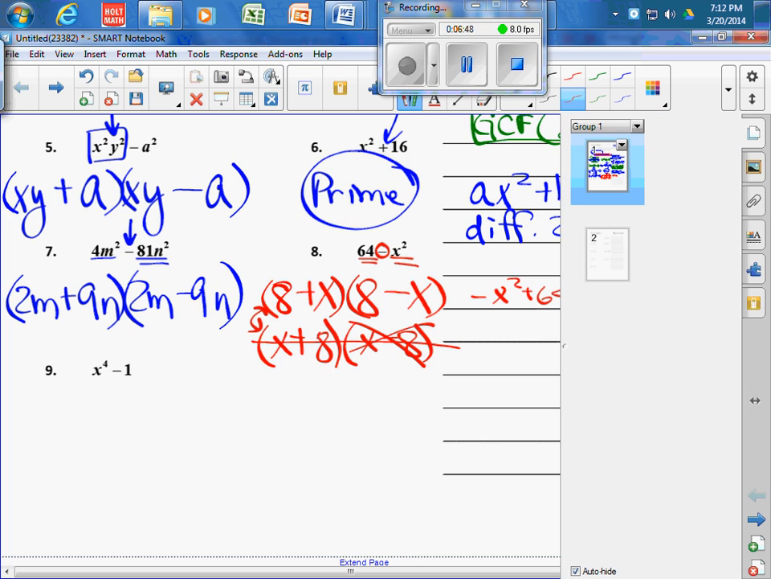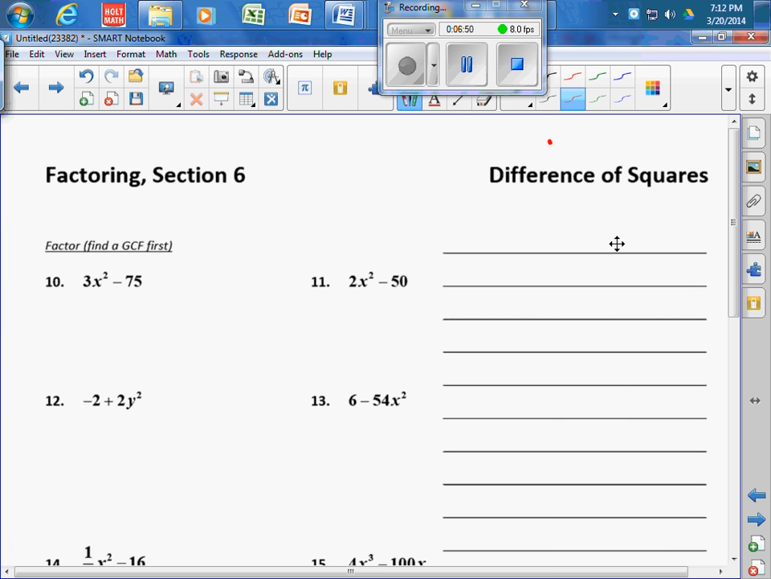Go on to page 2. Now we're always going to look for a GCF first. And remember what that's going to look like. When you factor a GCF, you're going to have the GCF times the number of terms that you have in the original problem. What's the GCF in number 10?